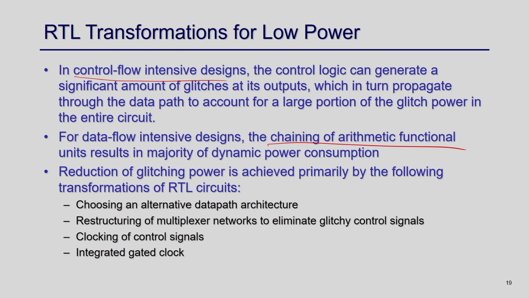Because of both cases you can get glitches, and similar kinds of optimization can be done to make sure the glitch is reduced further, right. One is integrated clock gating to reduce the control signal hazard or control glitch. You can clock the control signal so that the glitch is minimized, because the control signal will only be 1 when the clock comes, right. To handle this, you can also restructure the multiplexer network, or choose an alternate data path. Basically, you restructure the data path so that you have uneven delay for both the inputs, right.